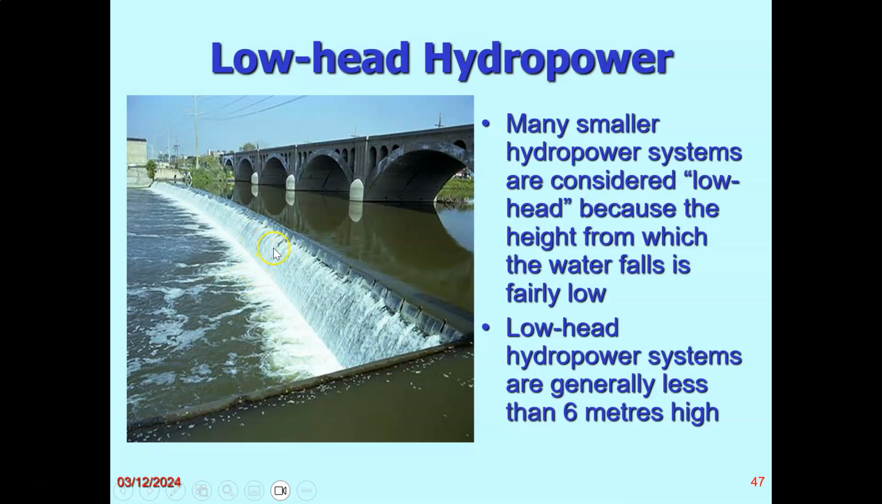And so in order to reduce the impact, you can exploit, for example, the head here. The head can be, for example, no more than 2 or 3 meters, so it's very low. And so it represents the case of smaller hydropower systems that are defined as low head, because the height is very low. As I already mentioned, low head hydropower systems are generally less than 6 meters. So the order of a few meters height is the definition of high or low head.